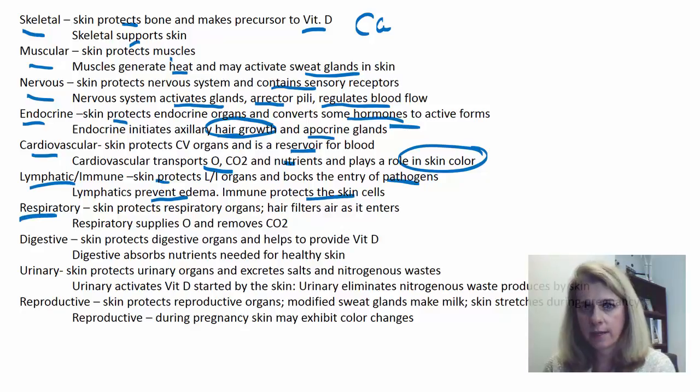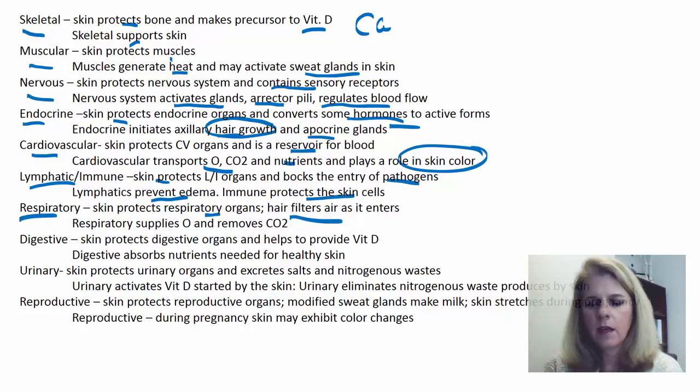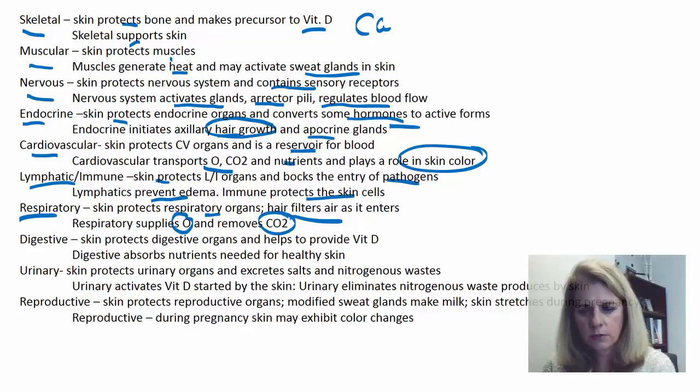Respiratory, that's lungs, that's breathing, right? Well, skin protects your respiratory organs, but the little hairs in your nose, okay, that helps filter the air as it enters in as you breathe in. Your respiratory system supplies the oxygen that your skin needs. It removes the CO2 waste products that your skin produces.